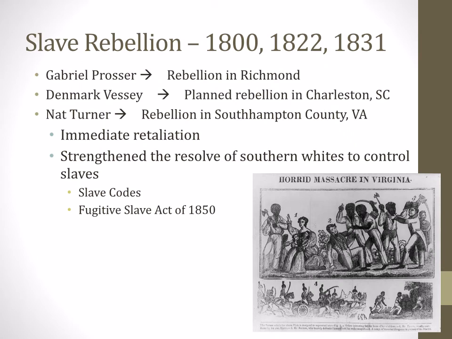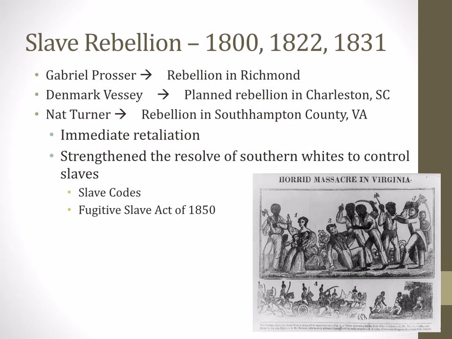So slave rebellions. You have 1800, 1822, and 1831. Gabriel Prosser planned a rebellion in Richmond. That was 1800. Denmark Vesey planned a rebellion in Charleston, South Carolina in 1822, and Nat Turner planned a rebellion in Southampton County, Virginia in 1831. There was immediate retaliation for Nat Turner's rebellion. In Nat Turner's rebellion, 60 whites were murdered because of the rebellion.